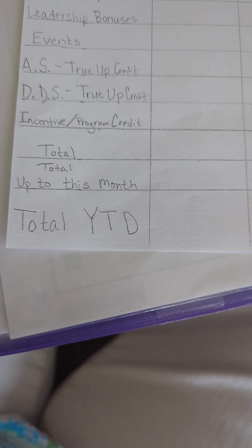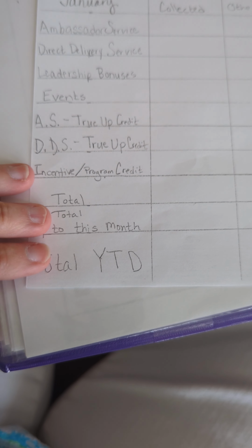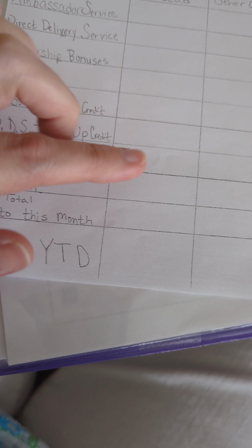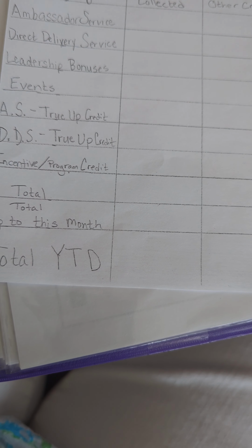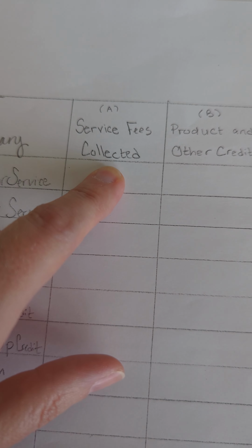So then you total it up, and if you have a previous month, like say this is the month of February, then you would put January's totals across here, and you would add January's to February's total, which would be like here. Now, of course, any service fees collected, I like to put here. Most reps do charge a service fee of some kind.